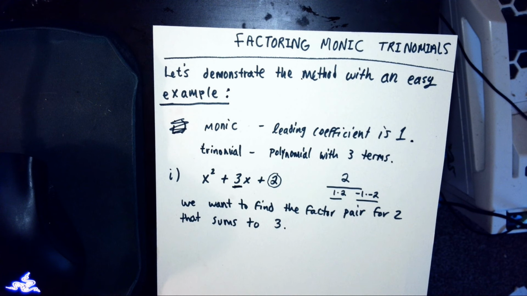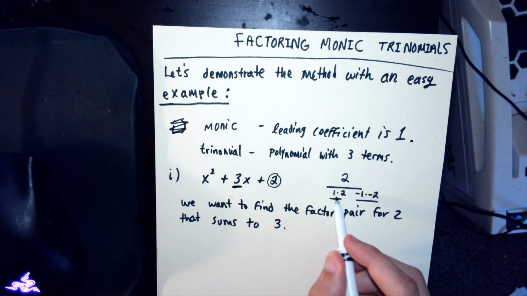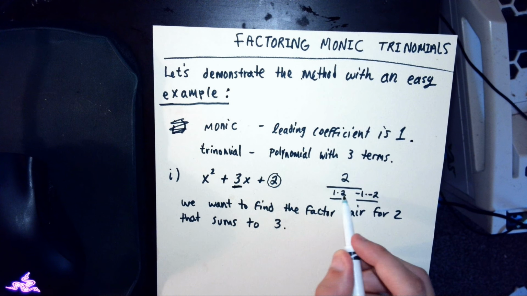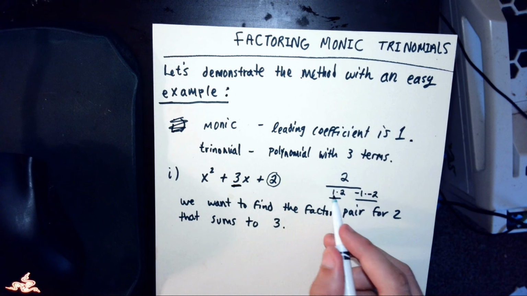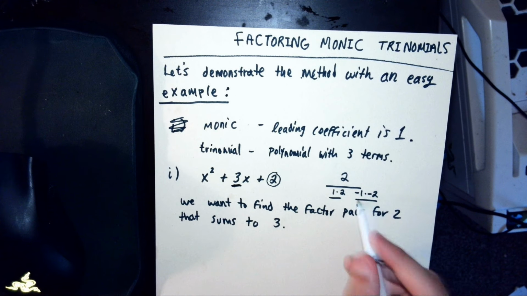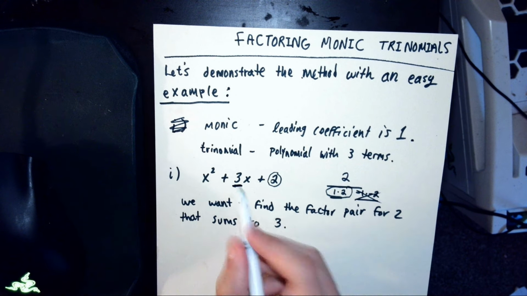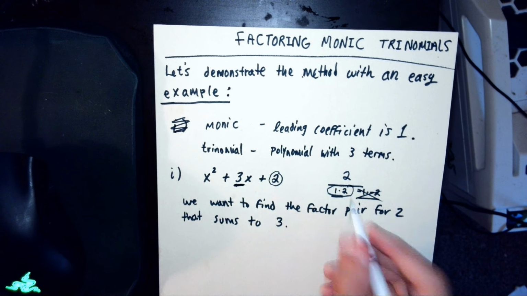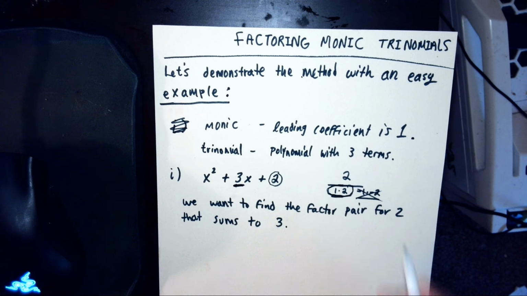Among the 2 pairs, we're looking for the pair where, when you add the 2 numbers together, you end up getting 3. Well, we can see here if we add 1 and 2, we get 3. If we add -1 and -2, we get -3. So it's not this one, it's this one. When we add 1 and 2 together, we do get 3. So this is the factor pair we're going to use here, the 1 and the 2.